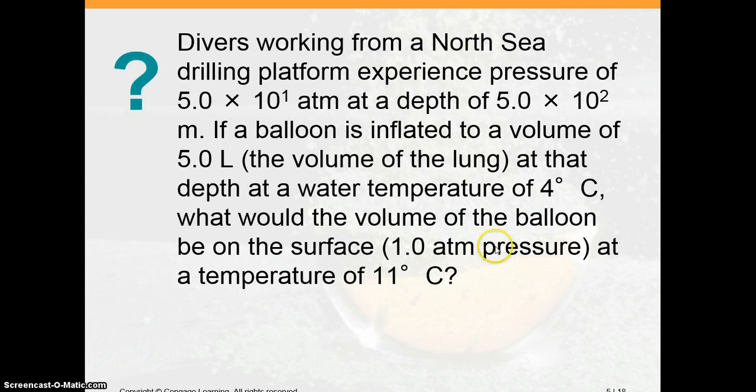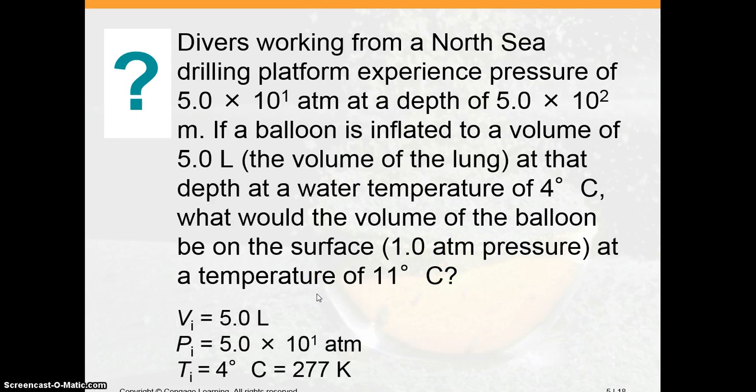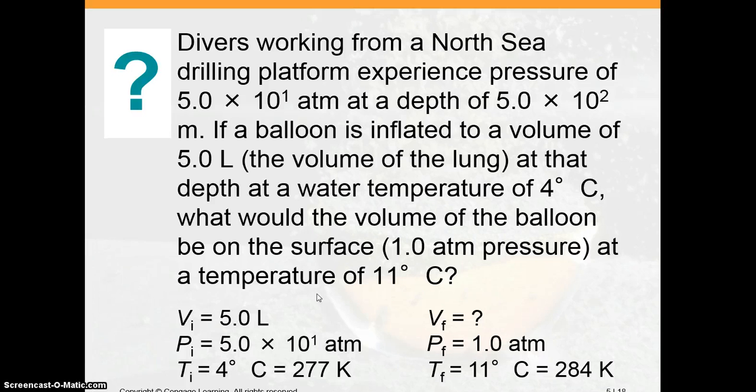In this one, I have 5 times 10 to the first atmospheres, which is pressure, at a depth of 500 meters. The balloon is 5 liters. The temperature is 4 degrees Celsius, and then you're asked for the volume given the pressure at the surface of the water, and then the temperature. So I'm asking for a volume, two pressures, two temperatures, and you solve.